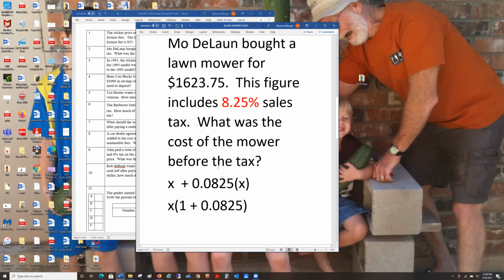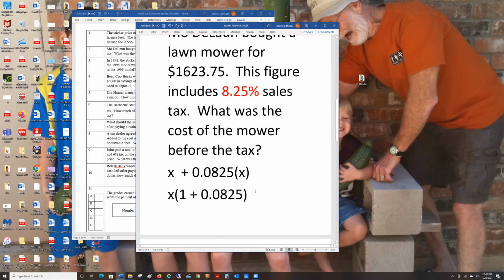And to remind you of where that comes from, the 8.25% is the percent, and you change it to a decimal by moving the point 2 places to the left. Well, one place would give you 0.825, but that's 82.5%. So you have to move it 2 places, so you have to insert a zero there.